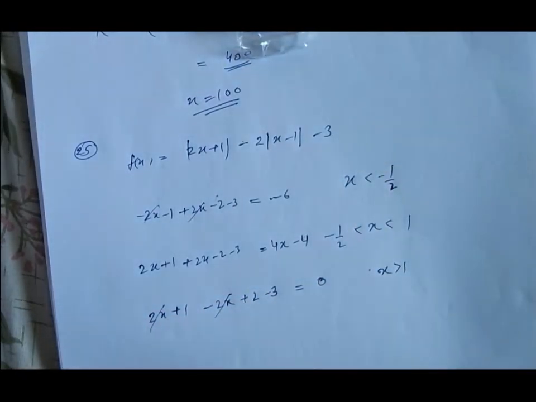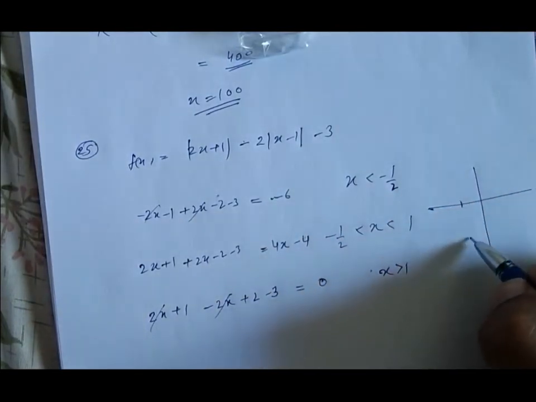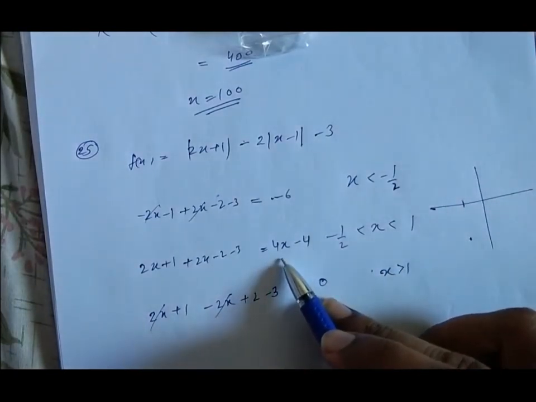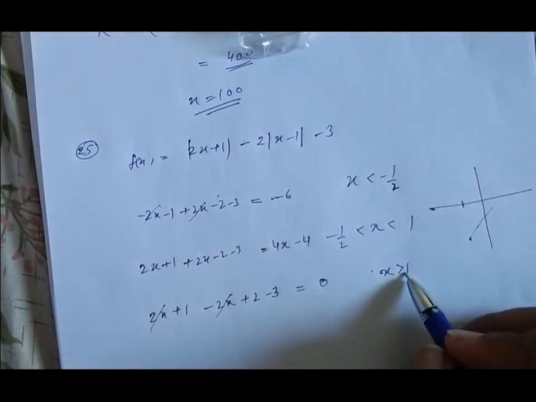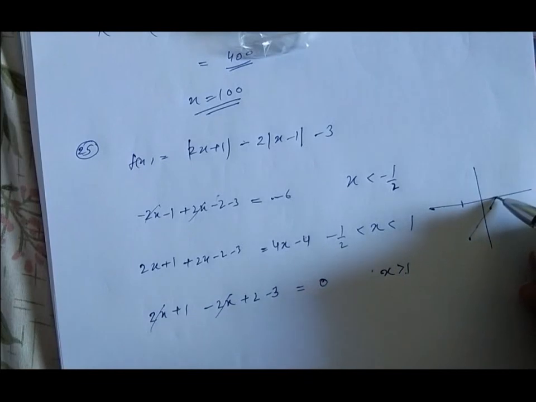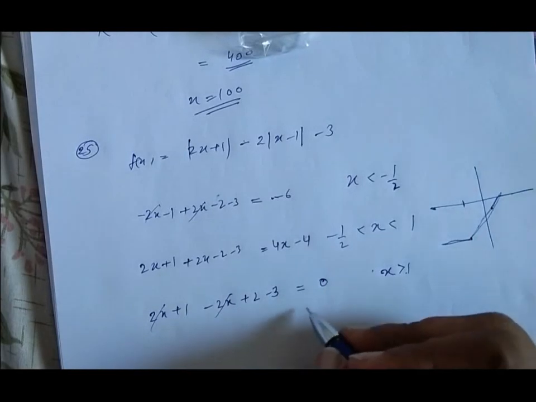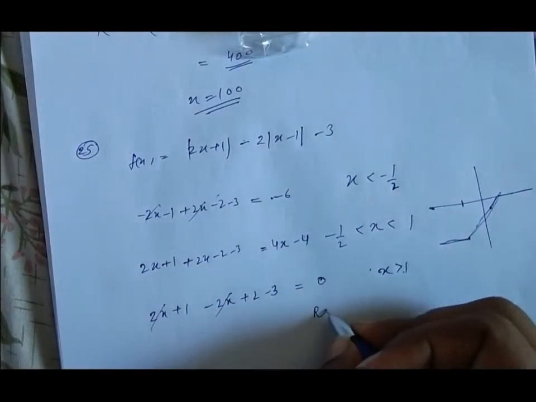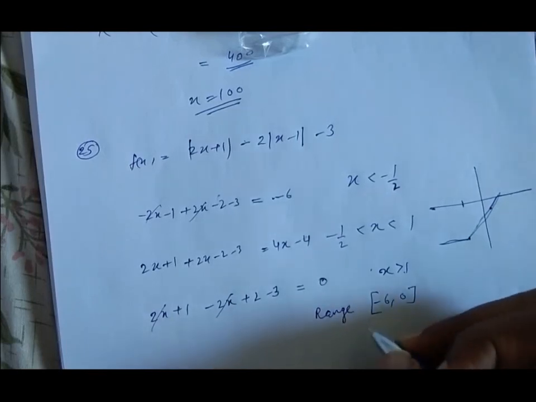Okay, so let's do the graph. X is equal to minus half, p value is minus 6, and then a line of slope equal to 4, and at x is equal to 1, p value is 0. So range of the function will be minus 6 to 0, closed interval.